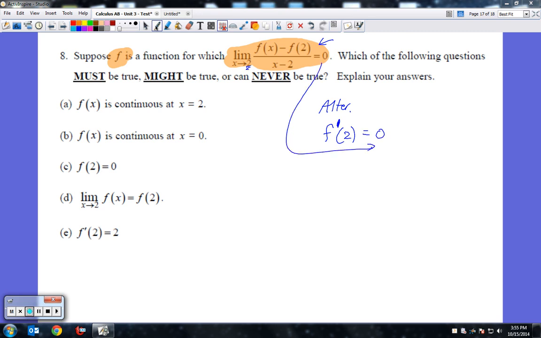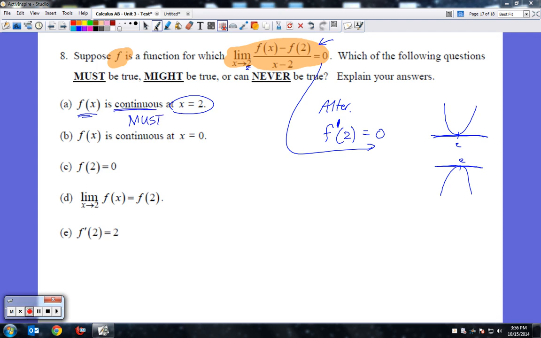So the slope of the tangent at x equal to 2 is equal to 0. So 2 is either going to be a minimum or a maximum, wherever it's at, because the slope is 0. So this is 2, this is 2. Which of the following statements must, might, or never be true? Explain your answers. So if I looked at this, f of x is continuous at x equal to 2, this must be true.